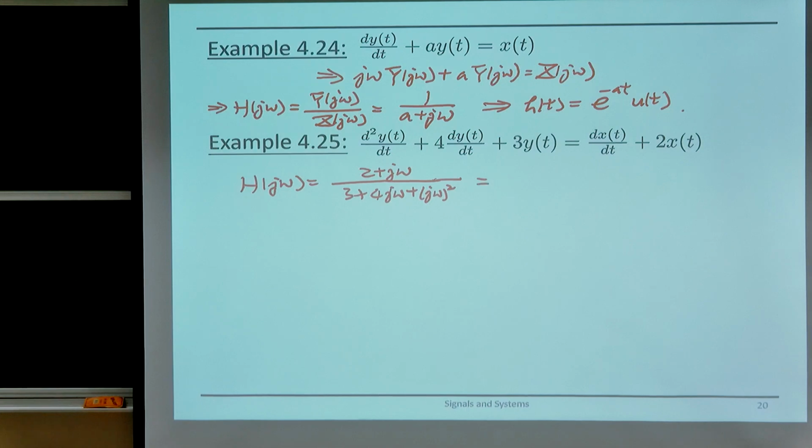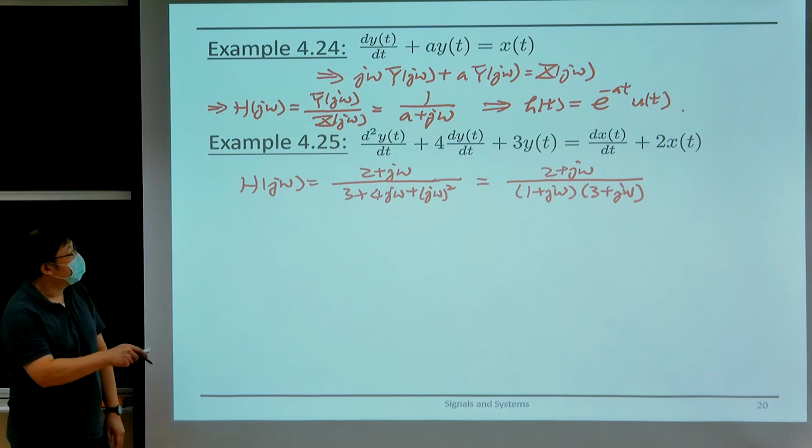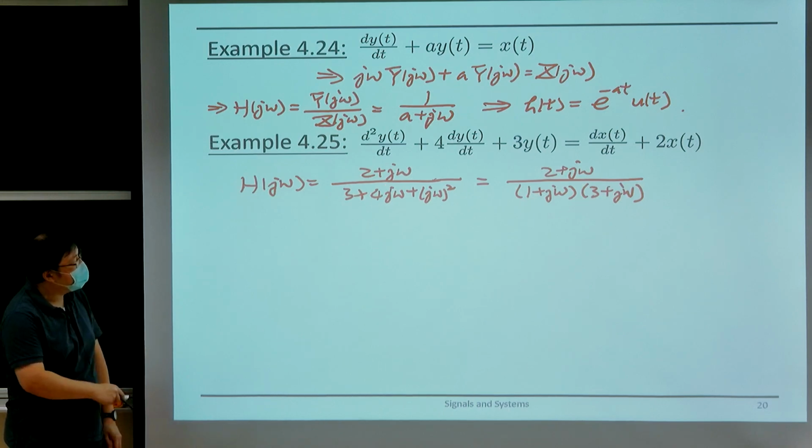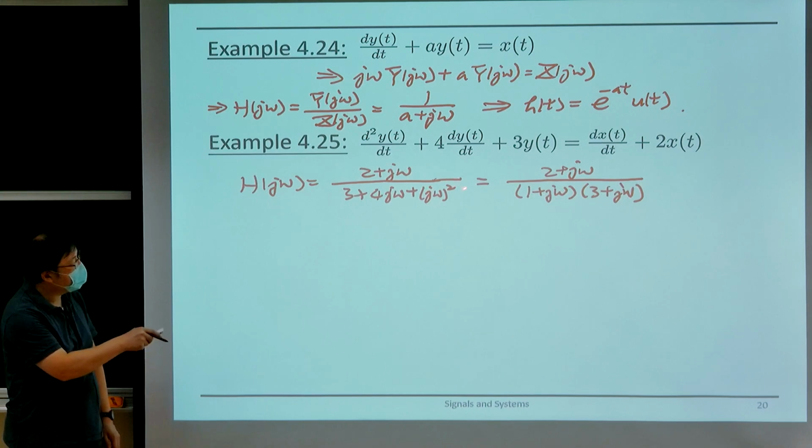And you can write the denominator as the product of 1 plus j omega and 3 plus j omega. You can check: this is 1 times 3 is 3, 1 times j omega plus 3 times j omega is 4j omega, and then we have j omega squared.